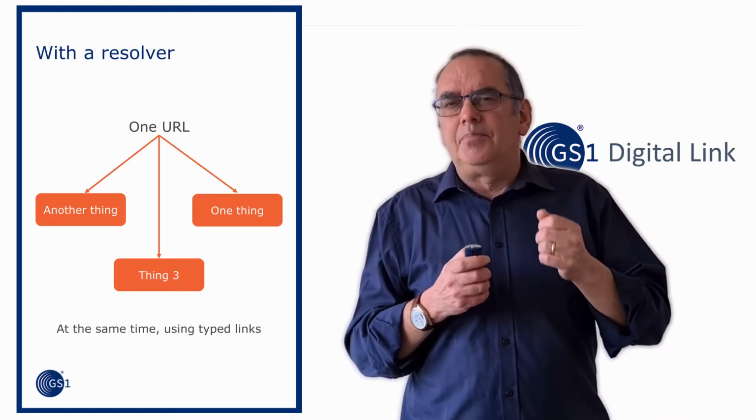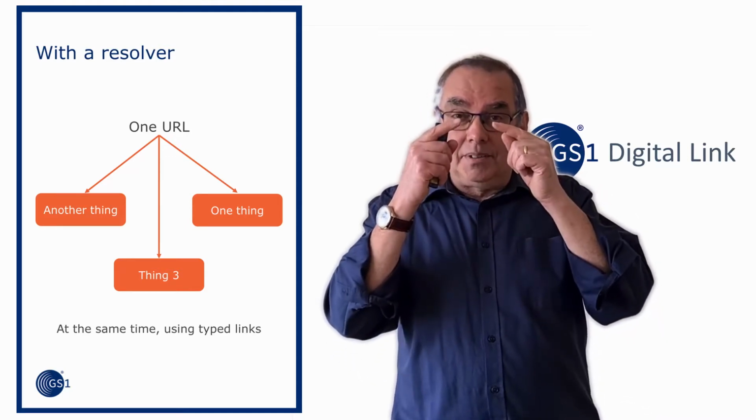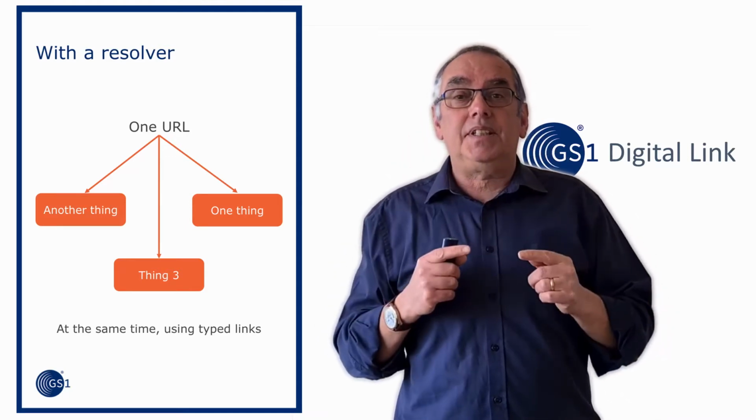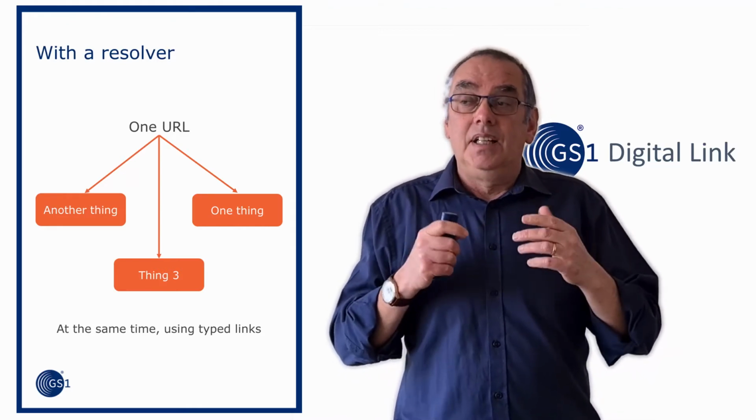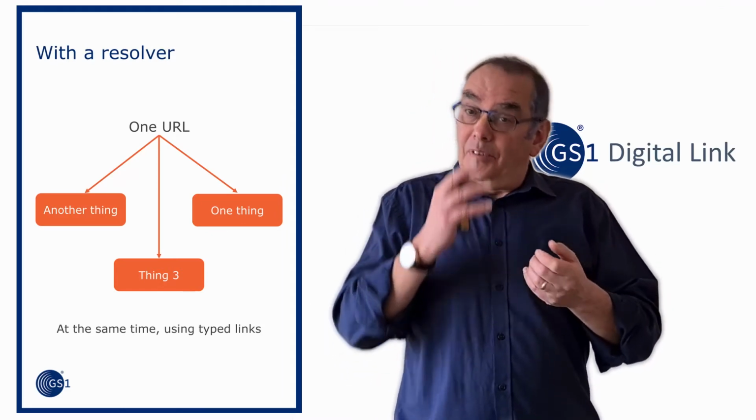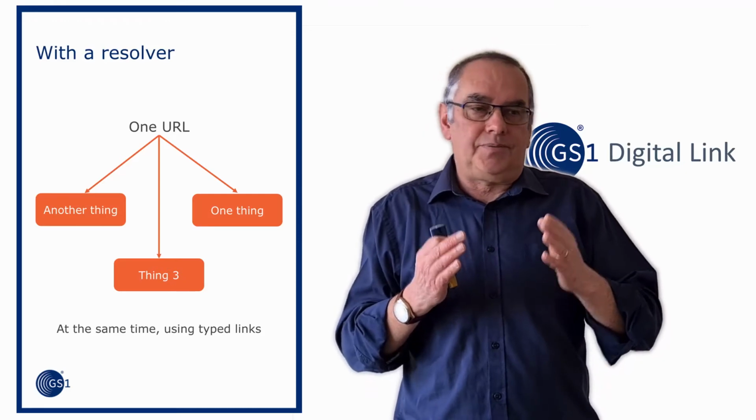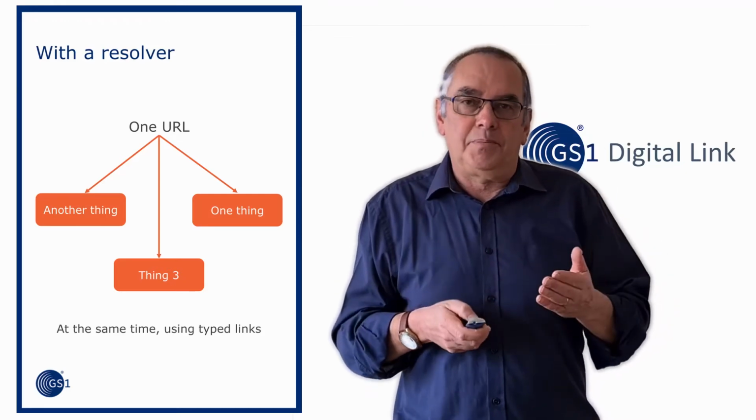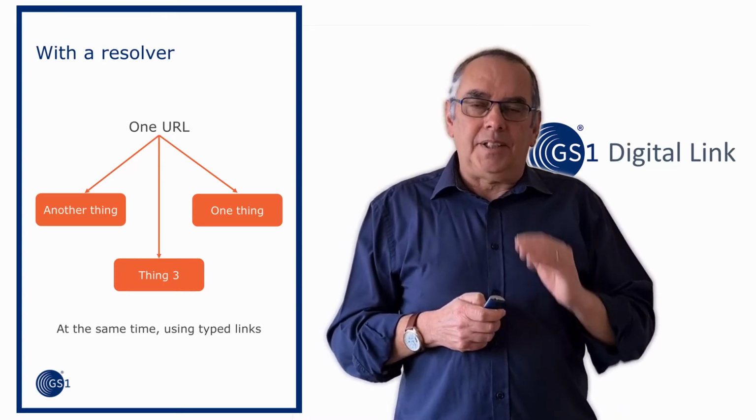The resolver means that you can point from one URL to multiple destinations at the same time, and each of those destinations has a menu option. It has a typed link. This is the link you follow to product information. This is the link that you follow to a video about the product. Here's how you register it. That's what a resolver does.